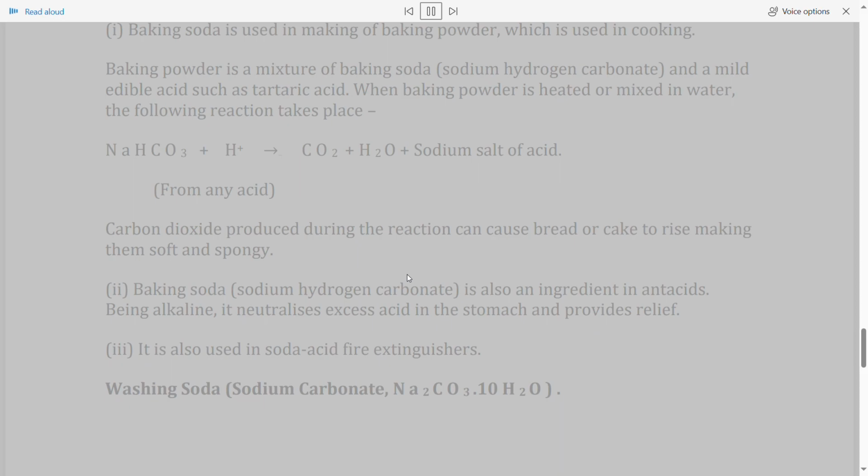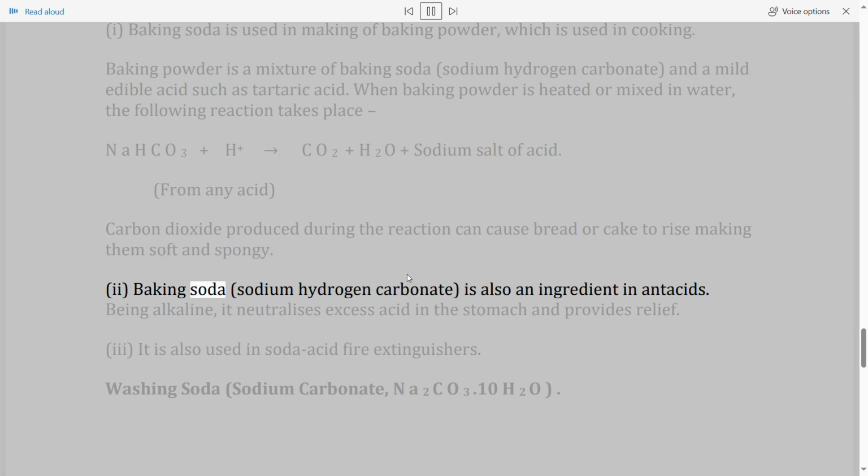Uses: 1. Baking soda is used in making baking powder, which is used in cooking. Baking powder is a mixture of baking soda, sodium hydrogen carbonate, and a mild edible acid such as tartaric acid. When baking powder is heated or mixed in water, the following reaction takes place: NaHCO3 plus H+ from any acid gives CO2 plus H2O plus sodium salt of acid. Carbon dioxide produced during the reaction can cause bread or cake to rise, making them soft and spongy.